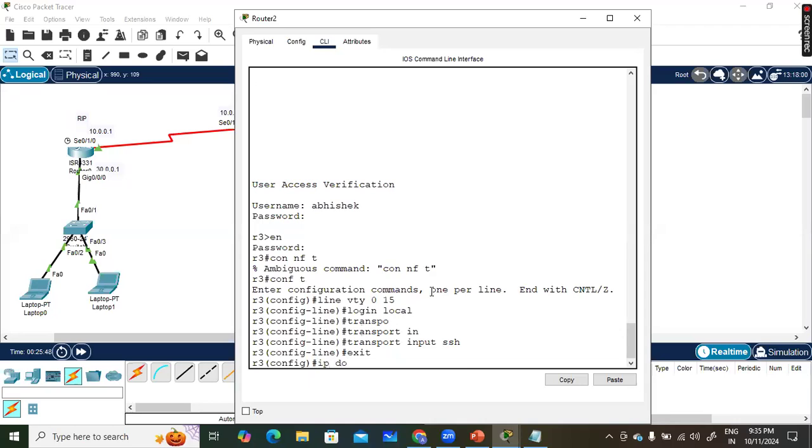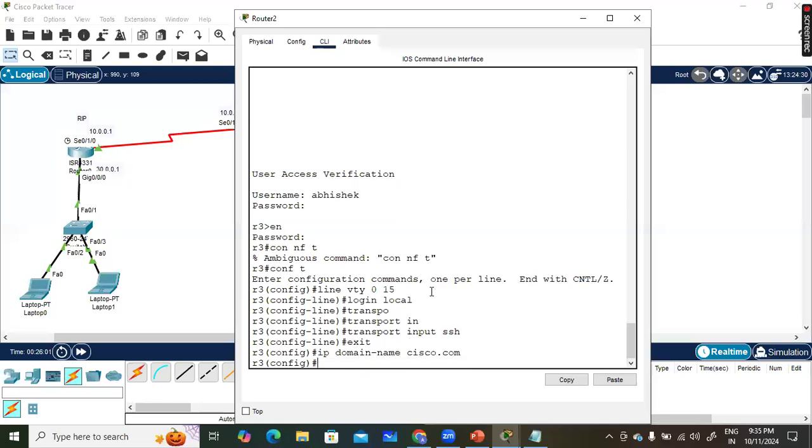IP domain name. Give any domain name. You can give your name as well, but just put .com at the end, like I'm doing now. IP domain name cisco.com, press enter.